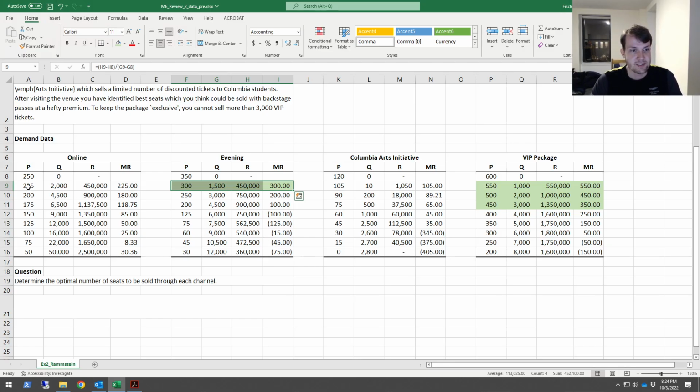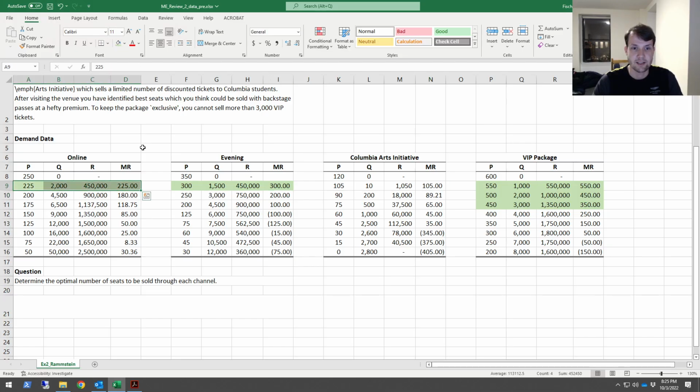Now, where are the next seats going to go? Online 225, evening 200, Columbia Arts 105, VIP packages 250. We would like to sell more VIP packages, but as I said, we have a strict limit of 3,000, so we cannot sell any more. So we're just going to ignore this table. We have sold our 3,000 VIP tickets, and we know we're going to charge 450. So it's really just these three numbers that we're comparing, and online 225 is the highest. So now the next batch of seats, 180 if online, 200 in the evening, Columbia 105, the highest is 200, so we're going to sell a couple more seats here.